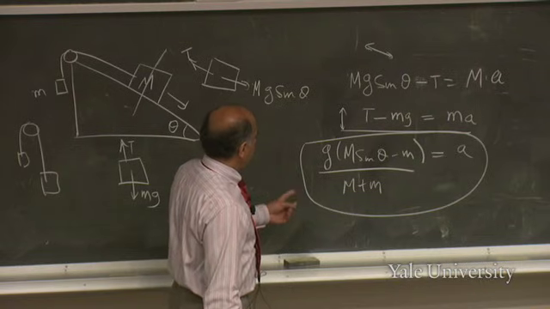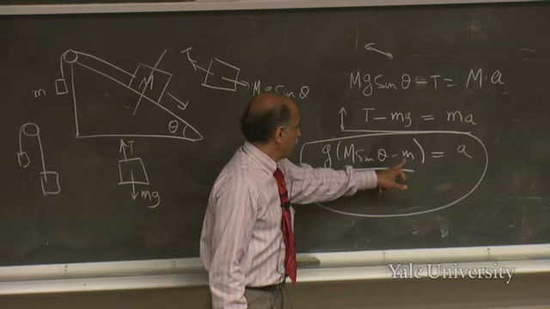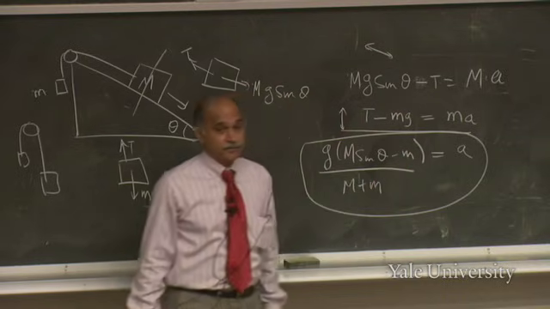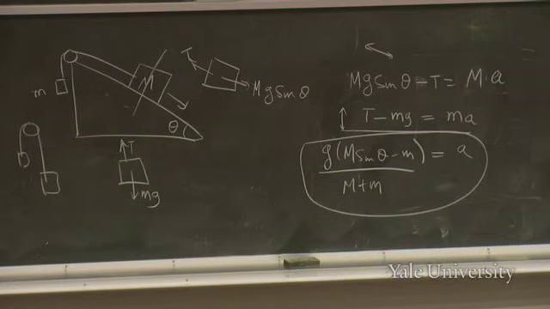Second thing to notice is, can I use this formula when small m is bigger than big M sine theta? In other words, can I use this formula when A becomes negative? After all, I did all my thinking saying it's going down, but can I use it when it's going up? Yes. And the reason, anybody want to say why that's okay here? Yes? No friction. Pardon me? No friction. Right.